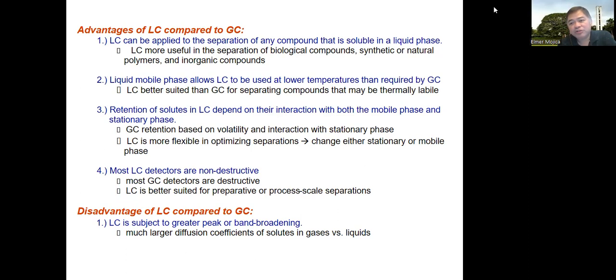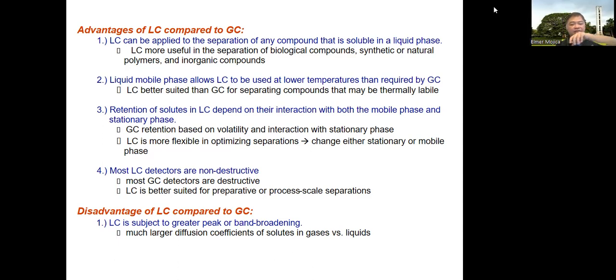Now, the liquid mobile phase also allows LC to be used at a lower temperature than required by GC, because GC works on what? Gas phase. Usually if you're in the gas phase, you're working at a higher temperature. So LC is better suited than GC for separating compounds that may be thermally labile. If your compound is sensitive to temperature, you cannot utilize GC. LC is the more qualified one.